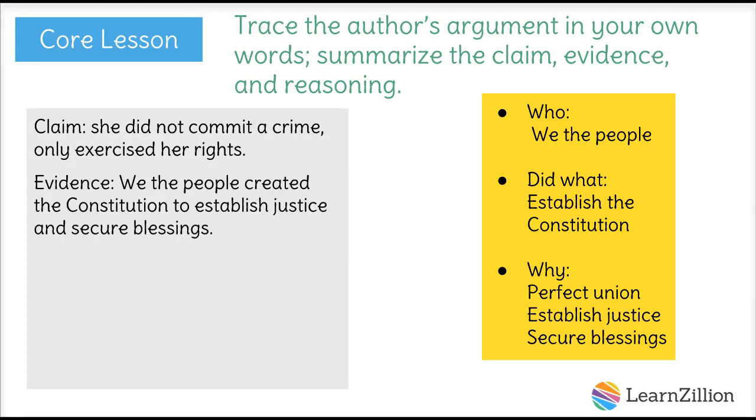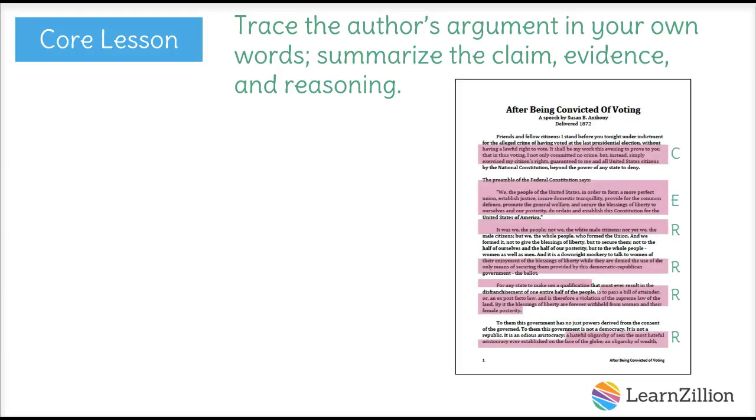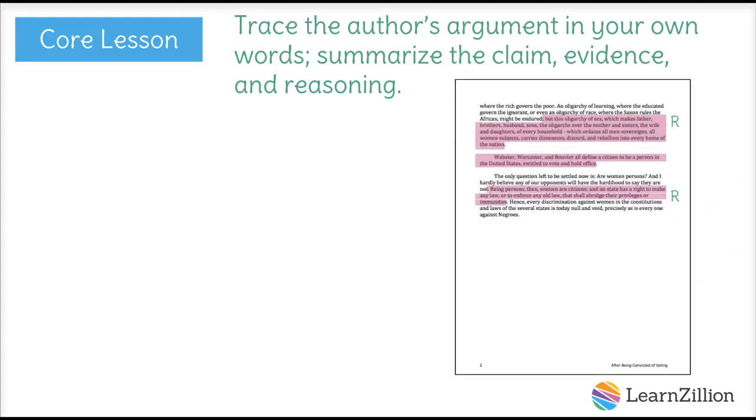She also brings in some additional evidence from the second page. Remember when she cites the definition of a citizen? I am also going to jot this down. Finally, I'm going to tackle the reasoning. I'm going to use the annotations from the text. I'm going to reread these and summarize her arguments on my own paper. I will need to start a new paper since this will take more room.